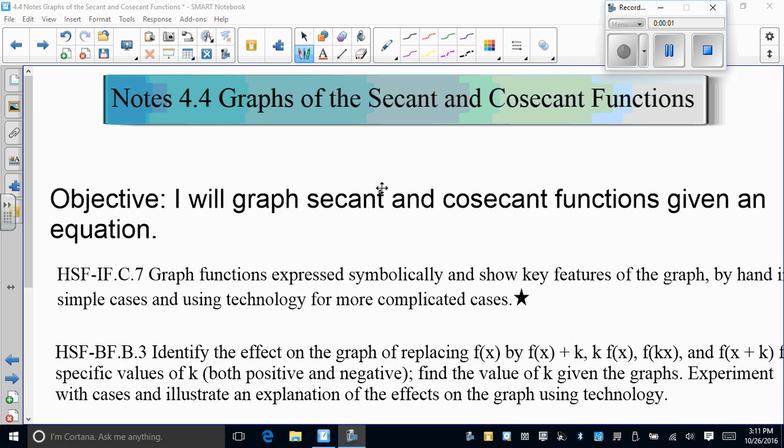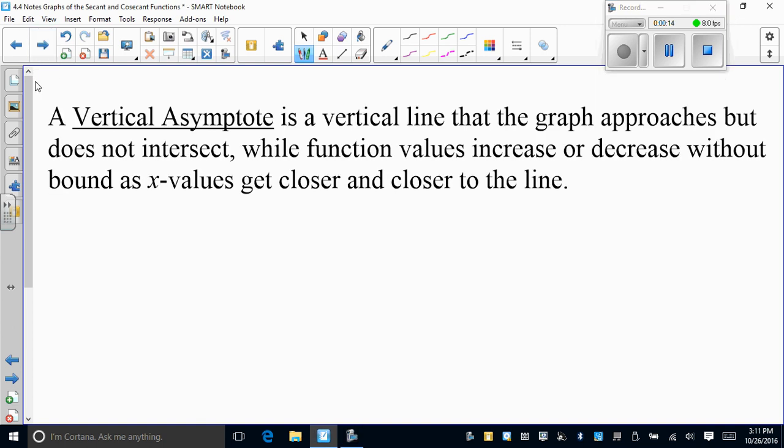4, graphs of the secant and cosecant functions. So you're going to graph secant and cosecant functions given an equation using sine and cosine as a guide. So first thing we need to know, vertical asymptote: a vertical line that the graph approaches but does not intersect, while function values increase or decrease without bound as x values get closer and closer to that line.